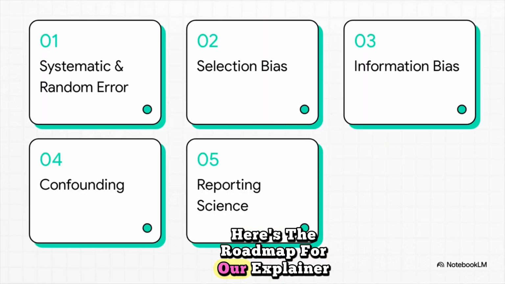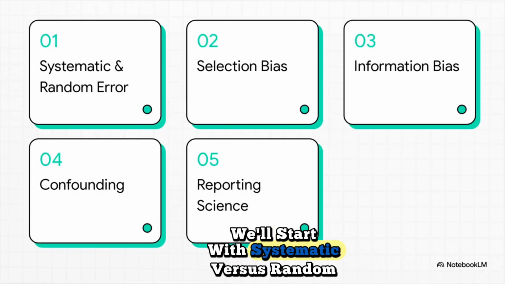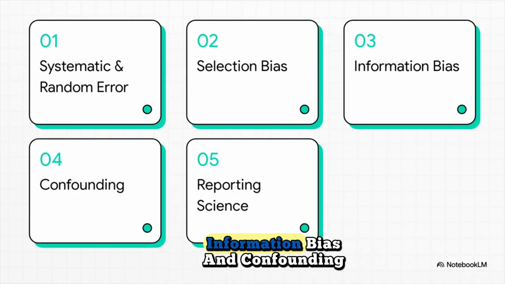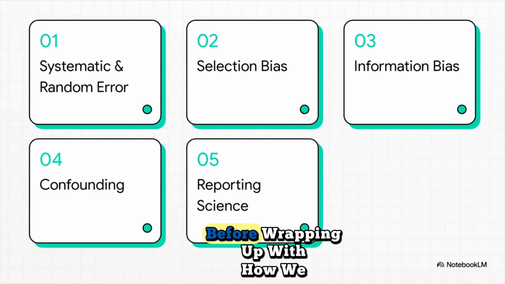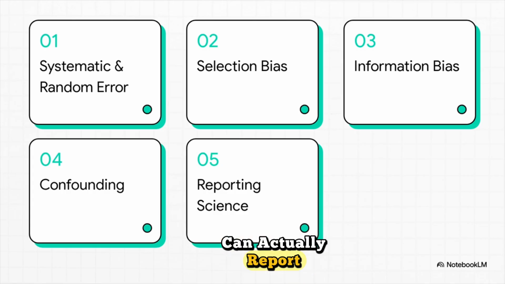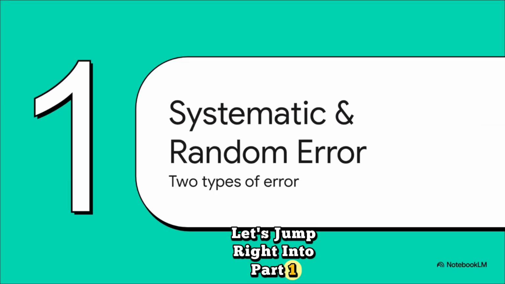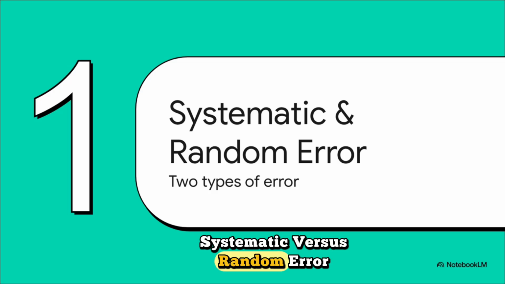Here's the roadmap for our explainer today. We'll start with systematic versus random error. Then we'll track down selection bias, information bias, and confounding before wrapping up with how we can actually report better science. Okay, let's jump right into part 1, systematic versus random error.